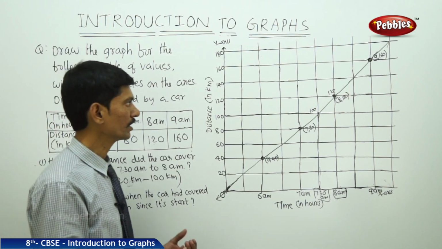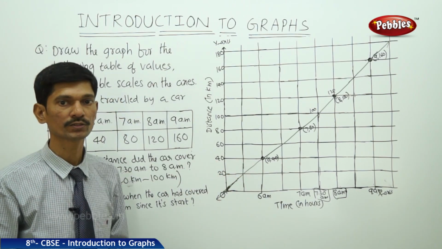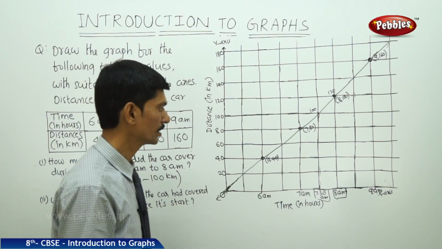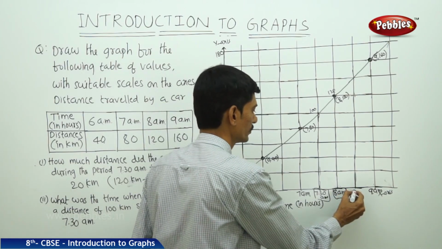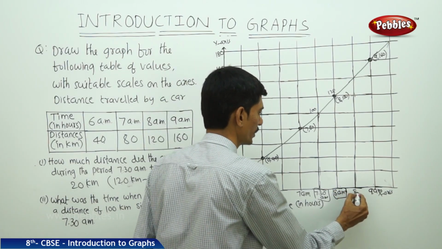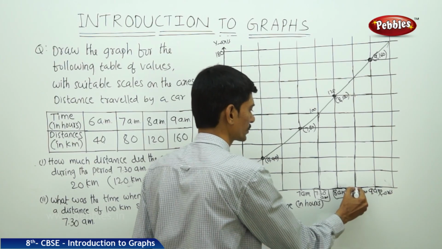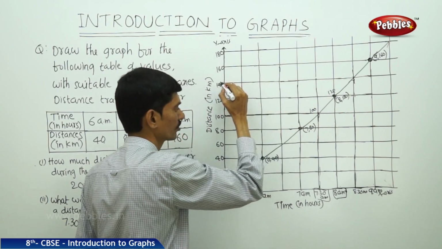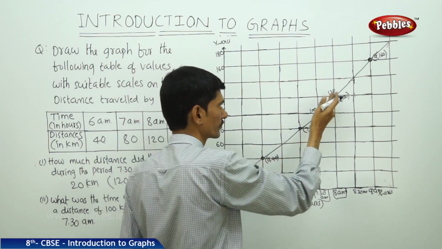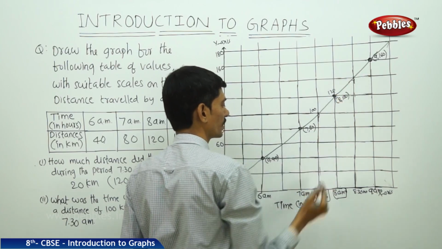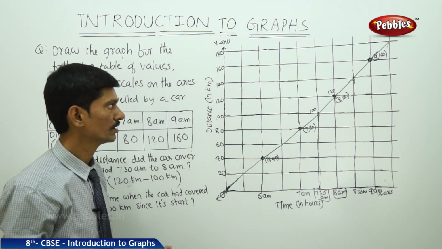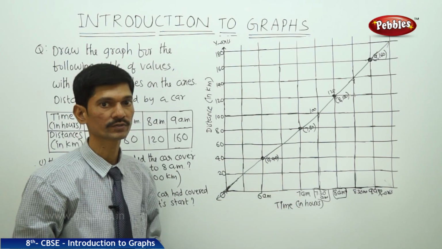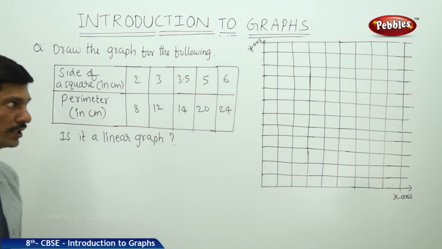So you can find the distance covered by the car at any two time periods. If you want to find the distance covered by the car at 8:30 am, this is 8 am, so this will be 8:30 am. Then what is the distance covered by the car? The distance covered by the car is 140 kilometers. So as you extend the graph infinitely, you will get the distances covered by the car after 1 hour, or after 1.5 hours, after 2 hours. Let us solve the next question.